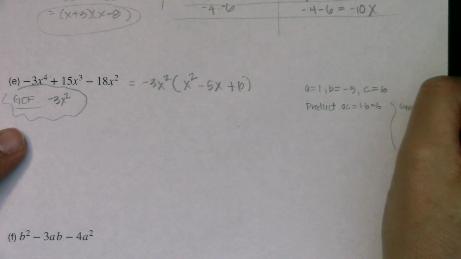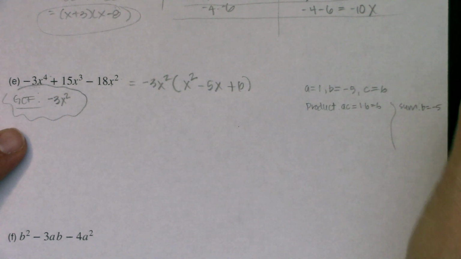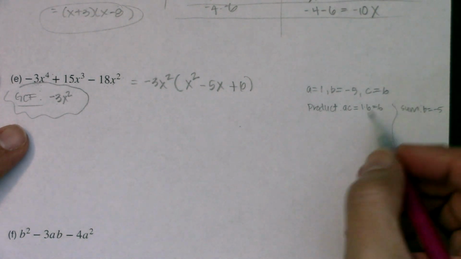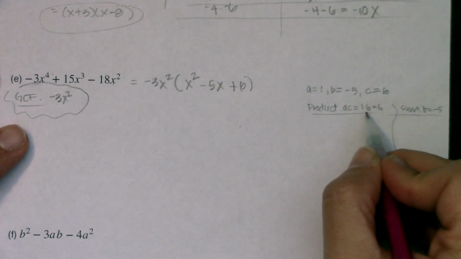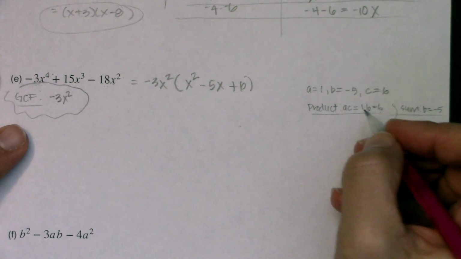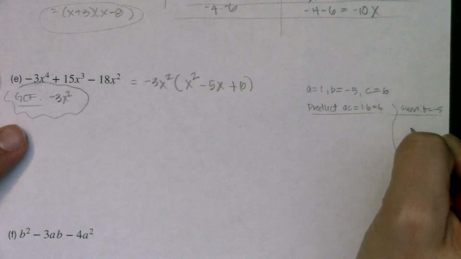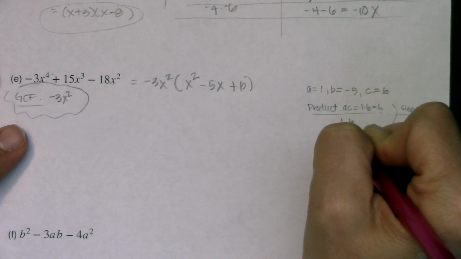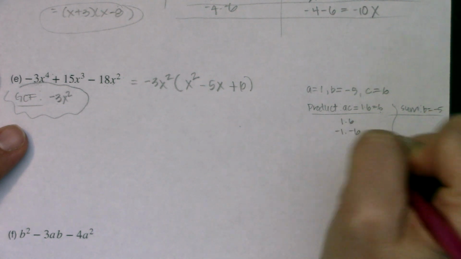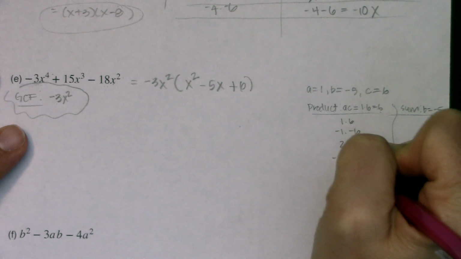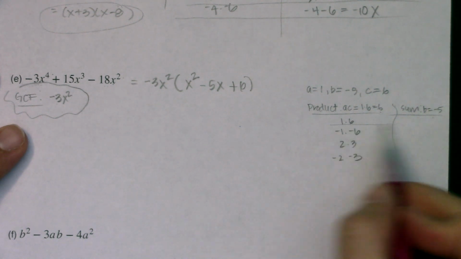Sum is going to be B, which is negative 5. Okay, so we've got that happening. Let's see what we got. All right, what multiplies to 6 and adds to negative 5? I'm going to go directly to, I can see this as, let's see, we could have 1 times 6, negative 1 times negative 6. And then the other one would be 2 times 3 or negative 2 times negative 3, right?